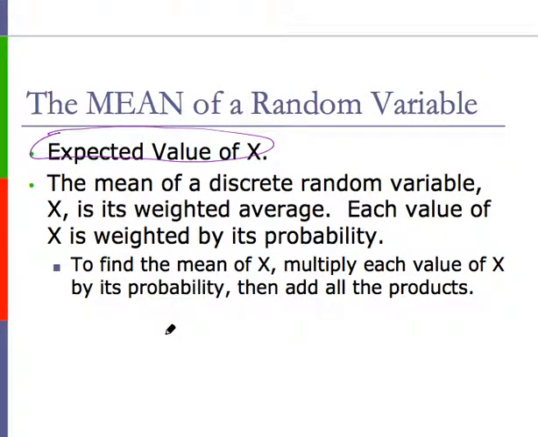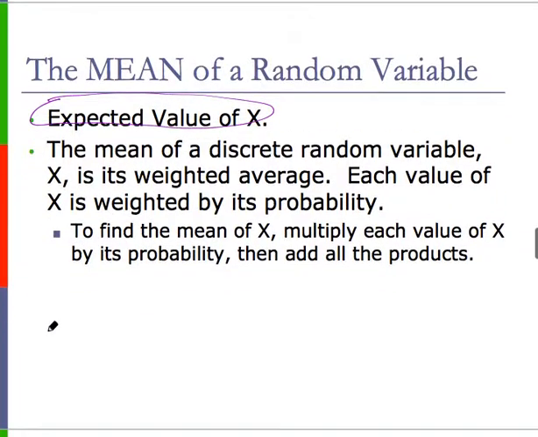Okay, so the mean of a discrete random variable x is its weighted average. Each value of x is weighted by its probability. Maybe, with this college professor, it's more likely to get one grade than another. So we can't say they're equal weights. But we want to know, what is our outcome going to be? More students are likely to get one grade over another. Those probabilities are not exactly the same, and we want to know what the weighted average is going to be. So in order to find the mean, we multiply each value of x by its probability, and then we add them all together. I'll show you the formula in just a few slides.